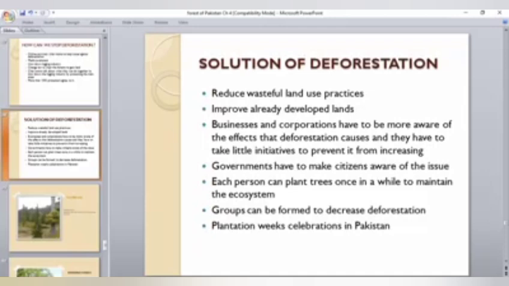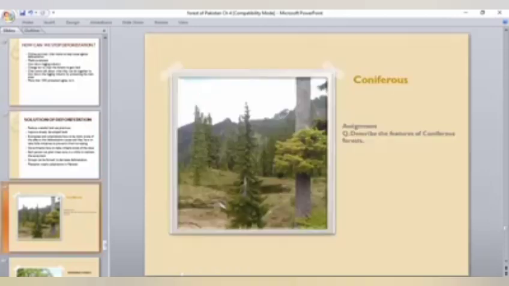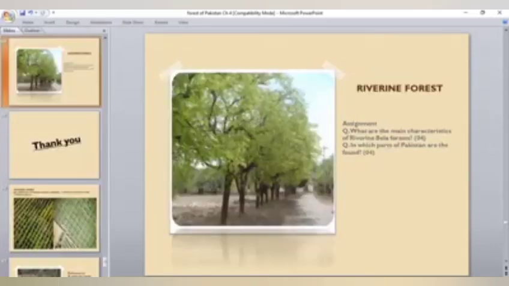Now I'm just posting the assignment as well. This is the assignment. Describe the features of coniferous forest. The features, how it looks like, you are supposed to describe. Another, please note down the assignment. What are the main characteristics of riverine or bela forest? In which part of Pakistan are they found?